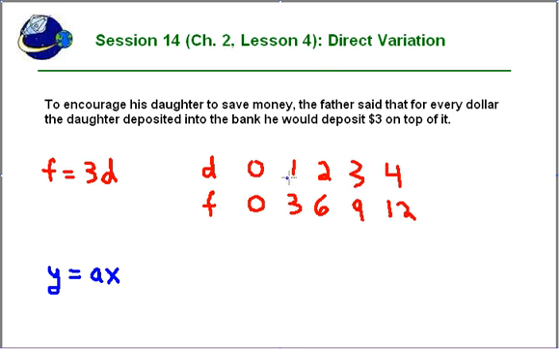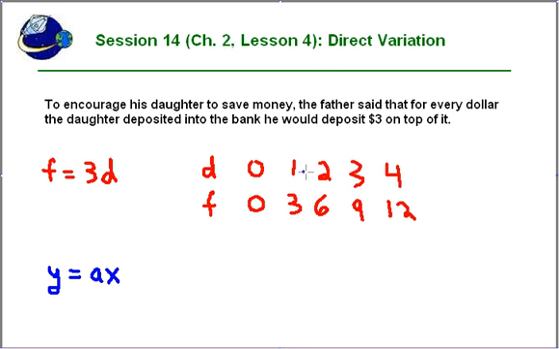If she were to deposit $1, he's going to deposit 3. Why? Because if we stick 1 for D into our formula here, 3 times 1 is 3, and F would then represent 3 when D is 1. When D is 2, we put the 2 into the formula here. We get 3 times 2 is 6, so that when she deposits 2, he deposits 6. When she deposits 3, he deposits 9. When she deposits 4, he deposits 12.